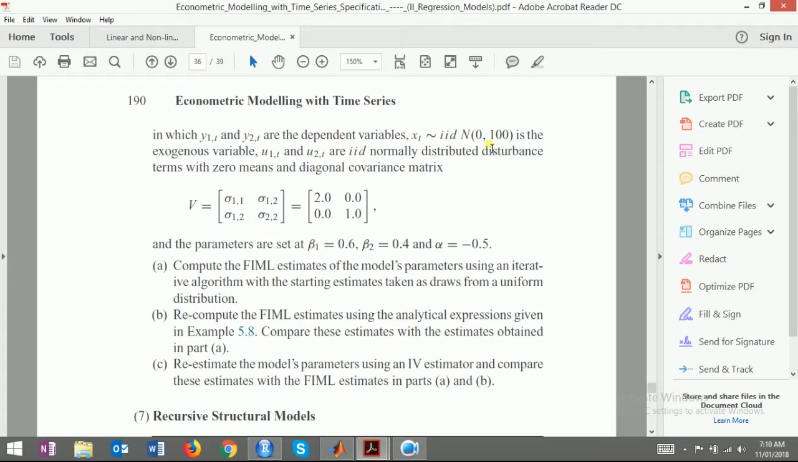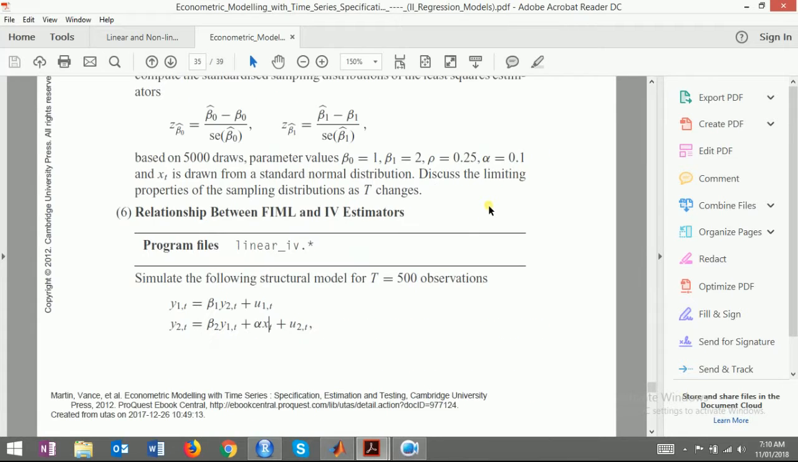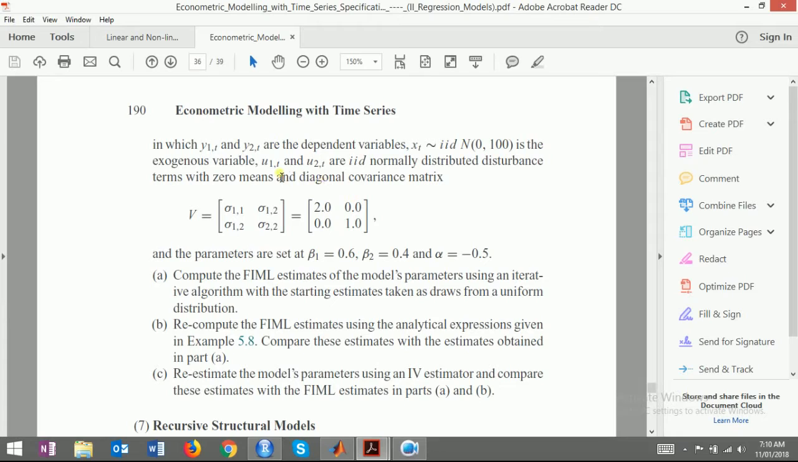X is IID with 0 mean and 100 is the standard deviation. Given 100 is the exogenous variable. U1t, U2t are IID normally distributed disturbance terms with 0 mean and diagonal covariance matrix. This is diagonal because the non-diagonal elements are 0, since there is just one x. If you have more than one x, structurally the non-diagonal elements would not have been 0. The parameters are set at beta 1.6, beta 2.4, alpha equals minus 0.5. These are given to us.